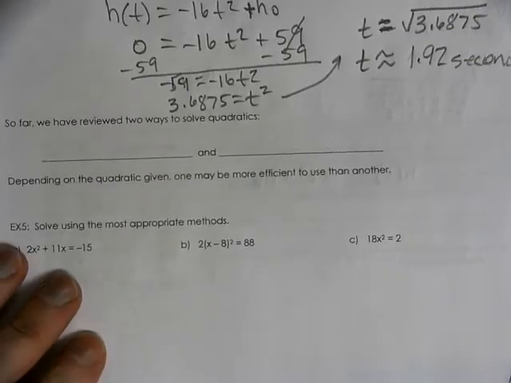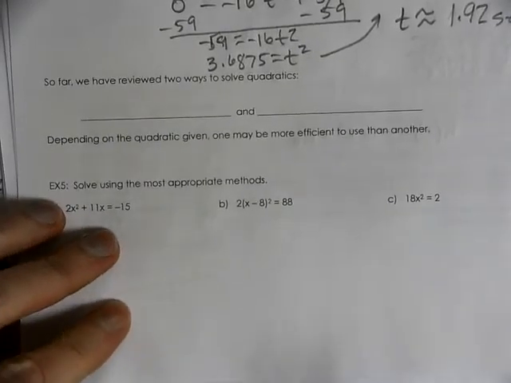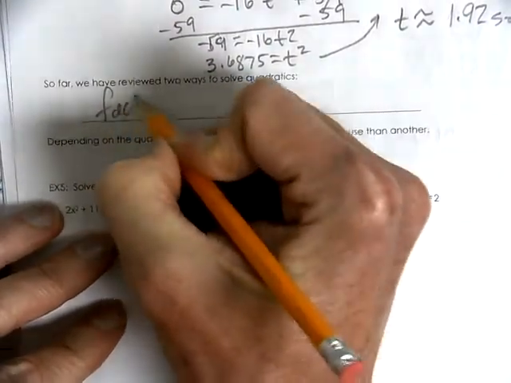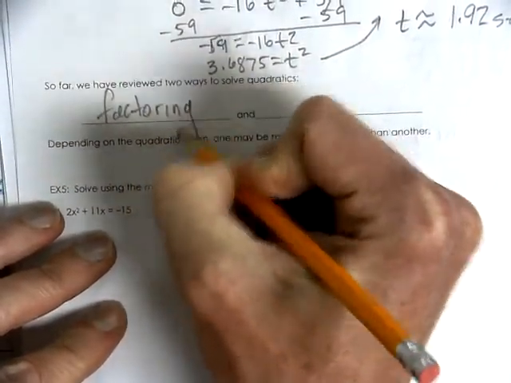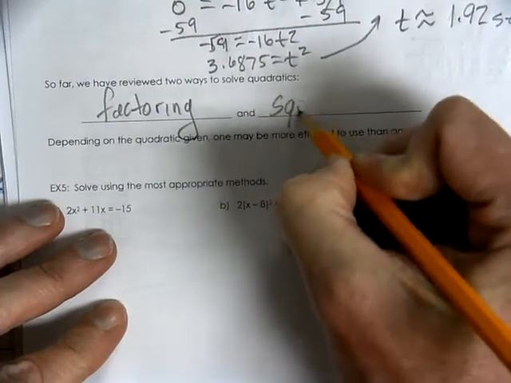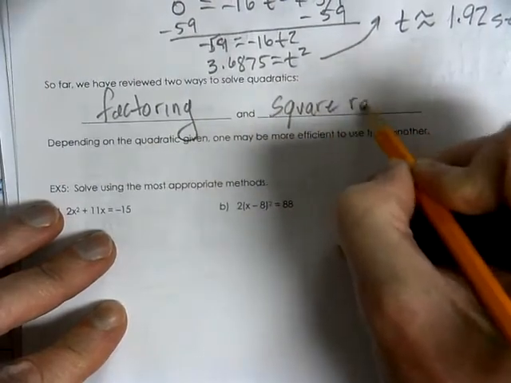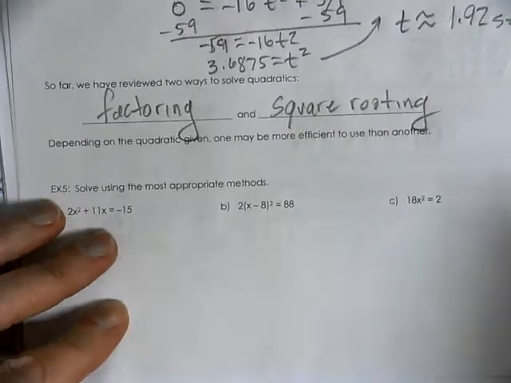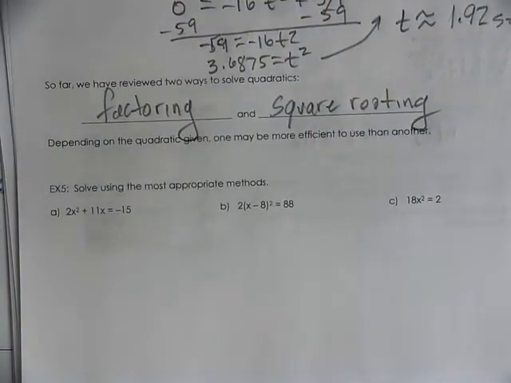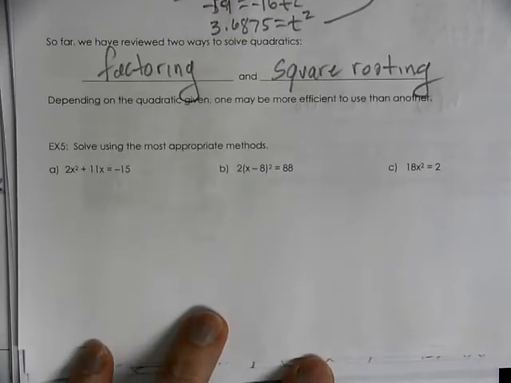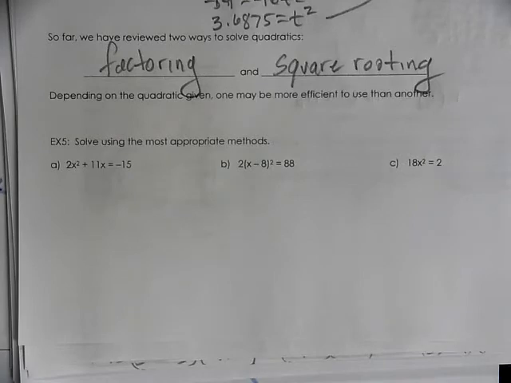So two ways that we have learned to solve quadratics is through factoring and square rooting. Some people would call that undoing. You're undoing the equation. So we can practice those down here. You've got different skills used in different situations, and you can make your choice which method is the best to use. Go ahead, pause the video, and give that a try.